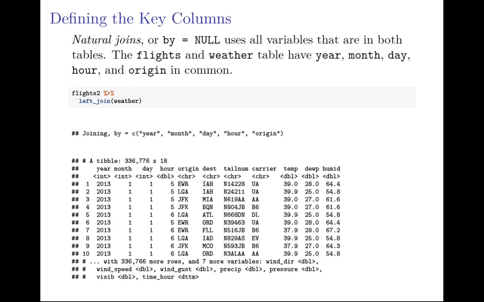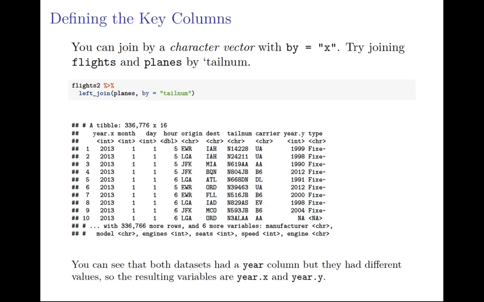And so we should talk a little bit about defining the key column. Natural joins occur when you do by equals NULL, and that uses all variables that are in both tables. So in our example, flights and weather have year, month, day, hour, and origin in common. When you do a left join between flights2 and weather and you don't specify your by, it just links them all together, and that saves a lot of headache. You can also join by a character vector, and that's when you have by equals X in quotes. So try joining flights and planes by tailnum.